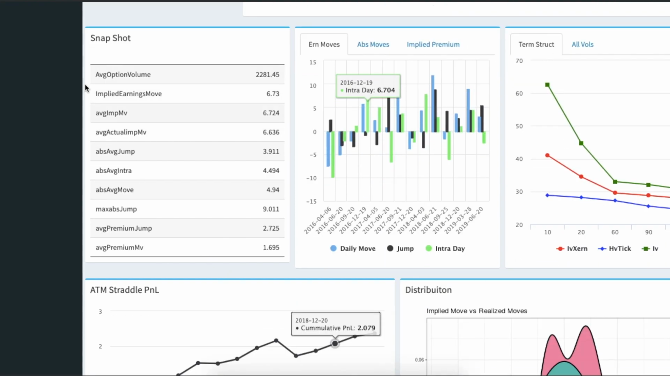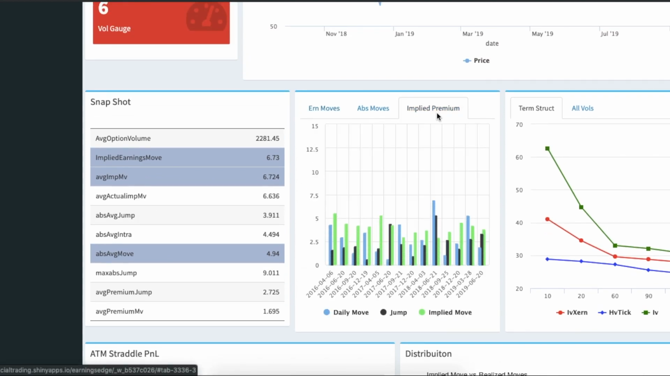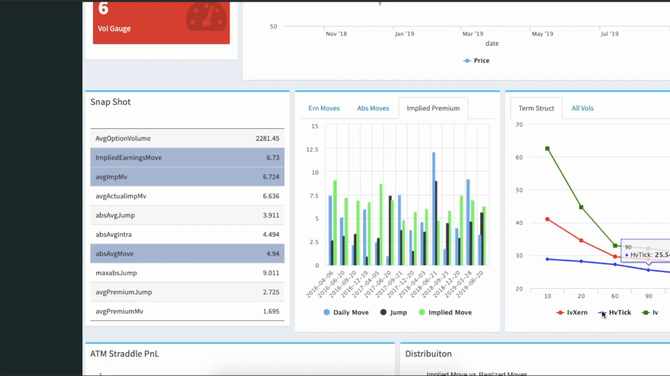So if we look at CarMax today, you will see that the implied earnings move, we have it right here. It's easy to look at. You can compare it to what the average move usually is, how much CarMax usually moves, how much it jumps, how much it moves during the day. And so it's very easy for me to say, okay, is this implied move expensive? Is this implied move cheap?